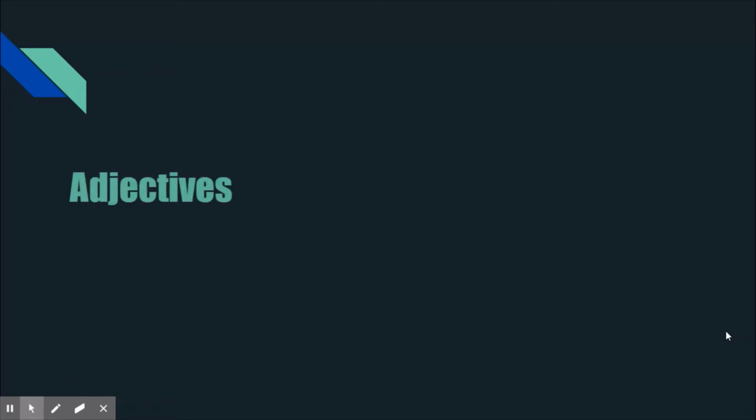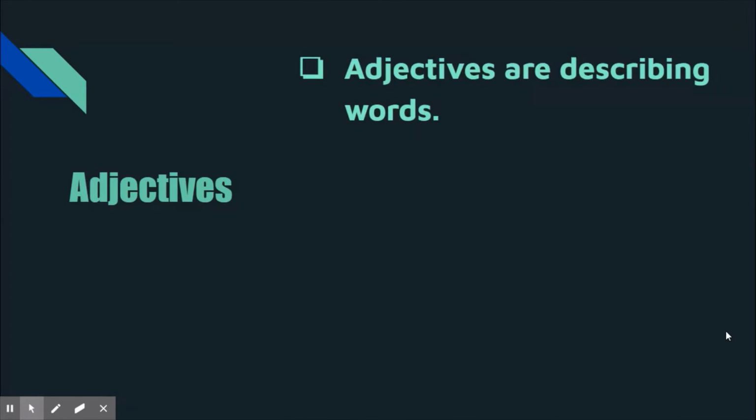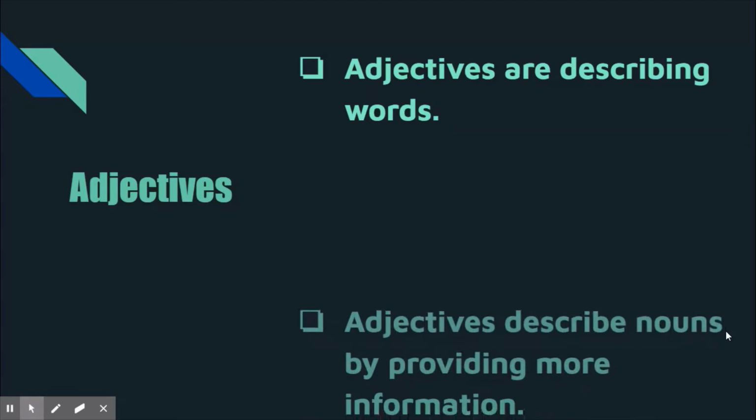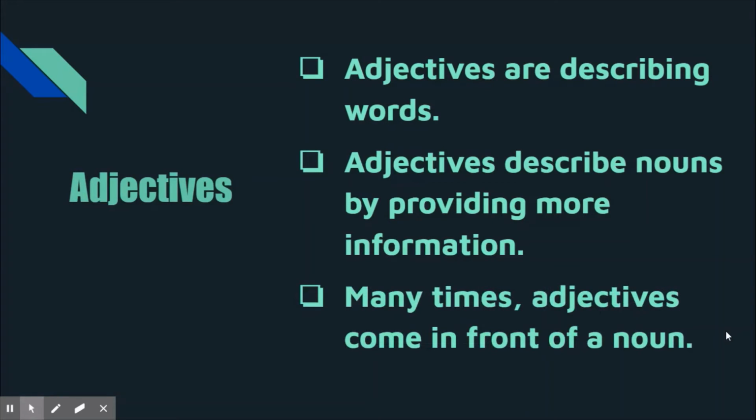Okay, so let's go ahead and look at this. Adjectives are describing words. Adjectives describe nouns by providing more information. And many times, adjectives come in front of a noun. Now, notice that I said many times because it's not always the case. Okay, so just keep that in mind.